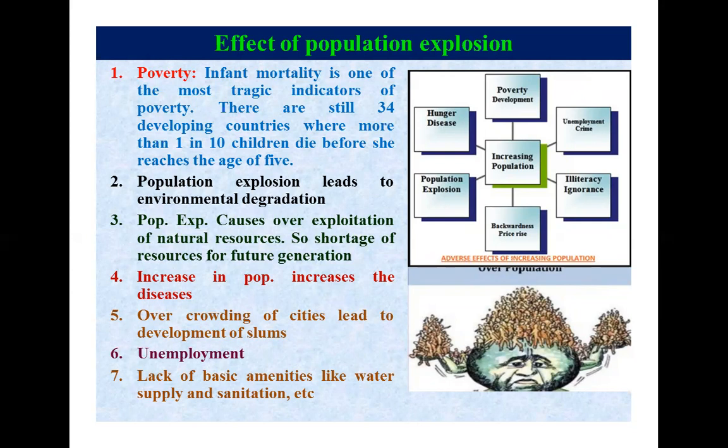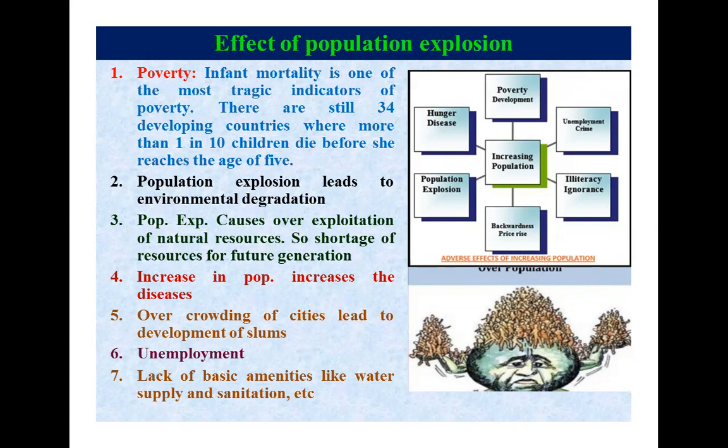Population explosion leads to environmental degradation. As the population explodes, obviously they harm the environment. They destroy the environment, which leads to environmental degradation. Population explosion causes over-exploitation of natural resources. It is obvious that if the population explodes, then there is a need for the consumption of more and more natural resources. So, shortage of resources for future generations can take place.